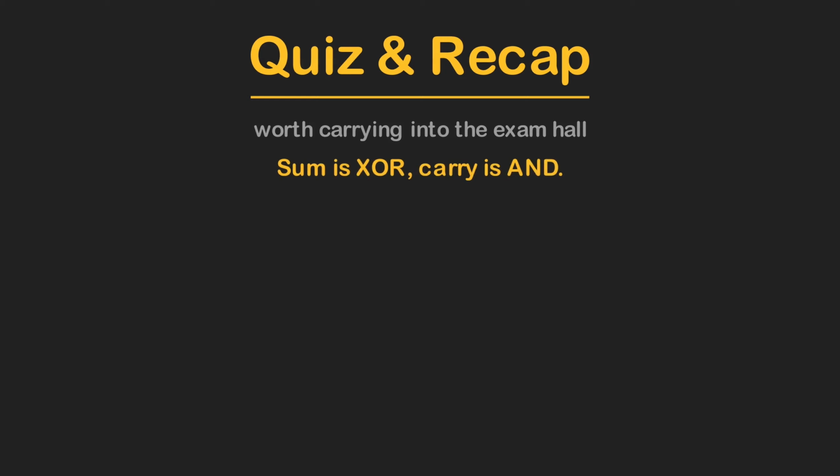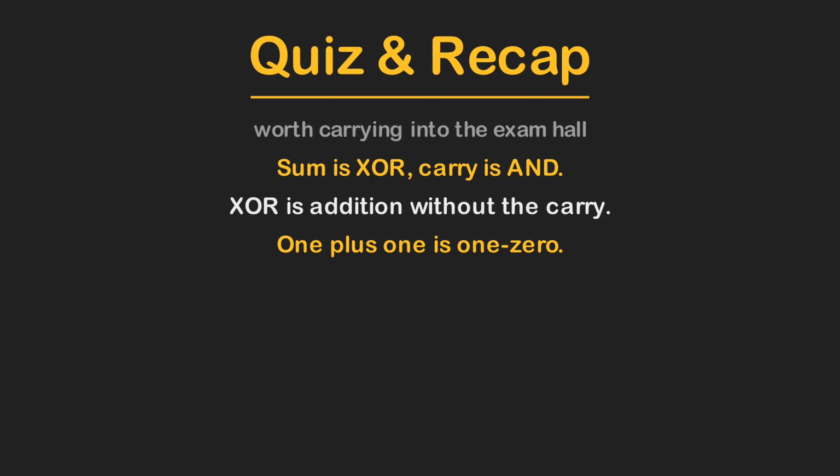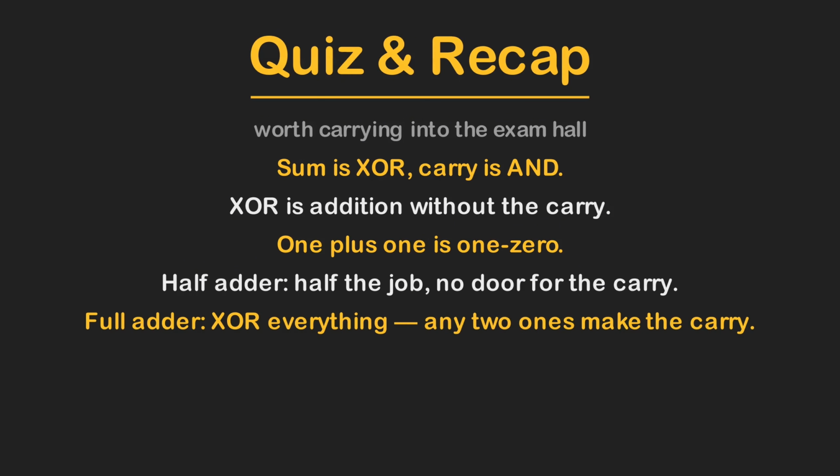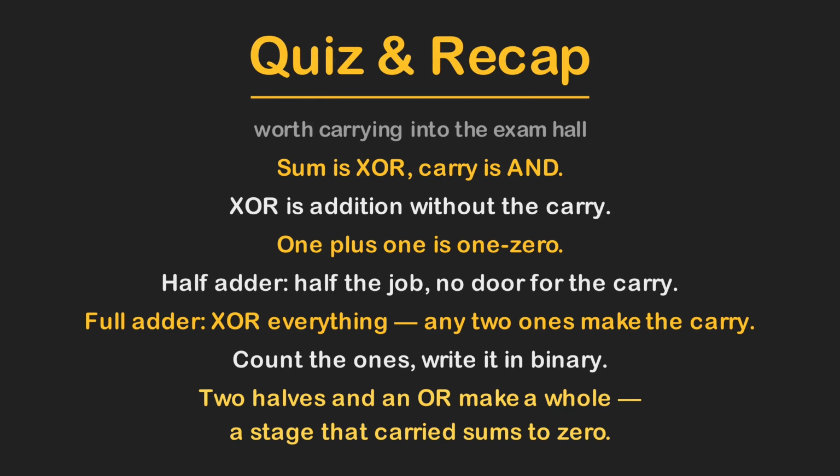And the final recap. The sentence is worth carrying into the exam hall. Sum is XOR. Carry is AND. XOR is addition without the carry. 1 plus 1 is 1, 0. The half adder, half the job. No door for the carry. The full adder, XOR everything. And any 2 ones make the carry. Count the ones, write it in binary, and 2 halves and an OR make a whole, because a stage that carried sums to 0.